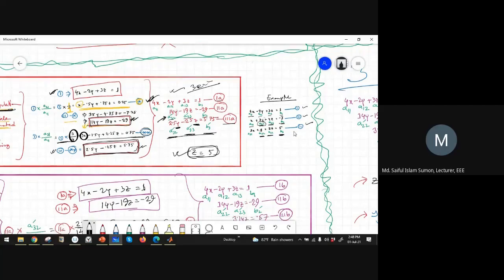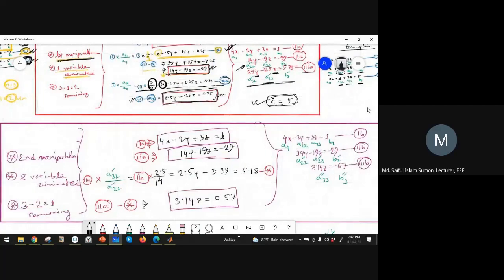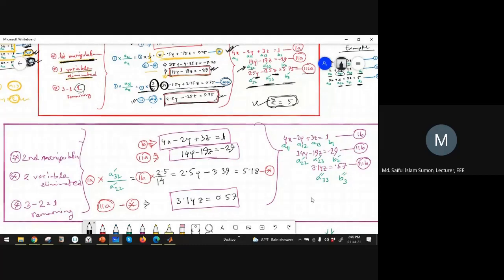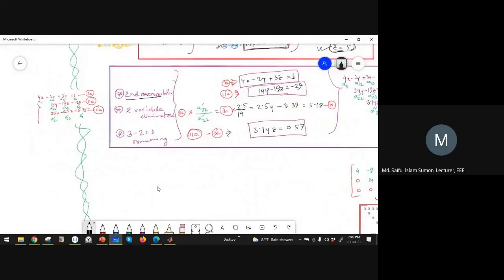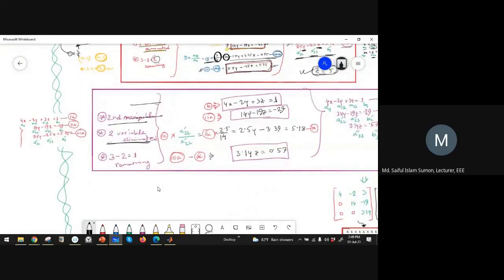So you can see after the first manipulation, one variable was done, that means two variables were remaining. Now during the second manipulation, another variable will be eliminated, and ultimately we will have only one variable, and that will very easily give me the solution. And you can see after the first manipulation, these were the equations. Can you remember?